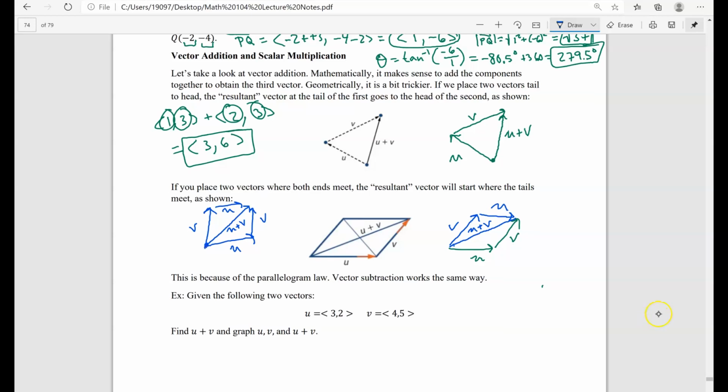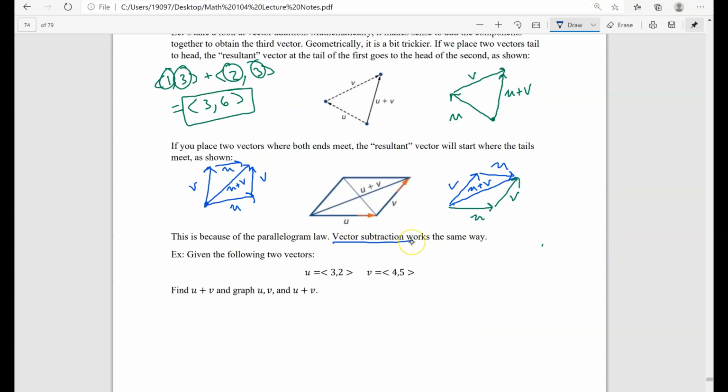Vector subtraction works the same way. One way to think about it is that you can always just change the direction of the vector. If you have u and v, and I change the direction of the vector, this is going to be negative v. If I move it to the opposite direction, then you just have the negative sign. That makes sense, right? So you can see that vector subtraction is basically the same thing as vector addition. You just have negative components.